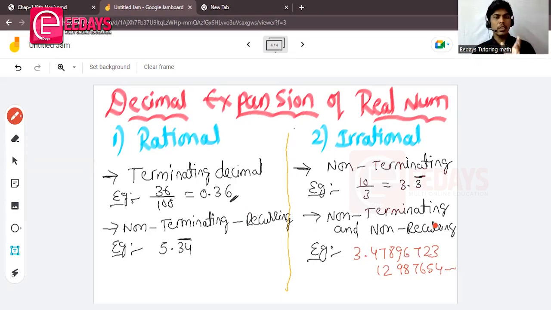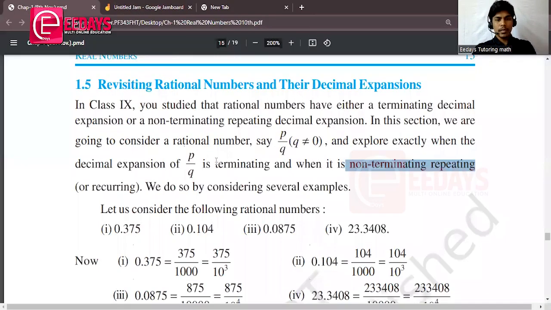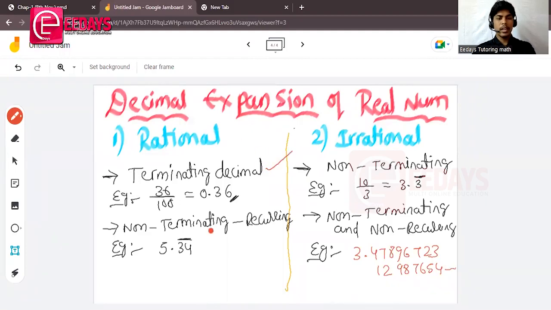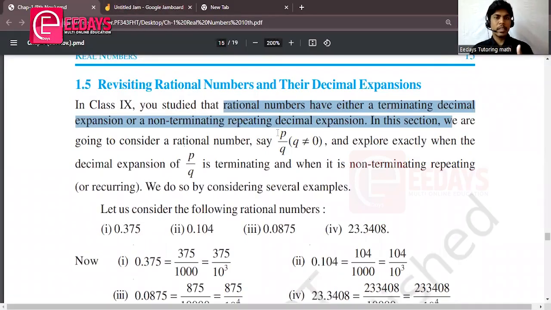There are a lot of sums, so you need to understand these basics. That's why I'm explaining all these things. Let's move on. A rational number has either a terminating decimal expansion or a non-terminating recurring decimal expansion. While I was reading the statement, you couldn't understand what terminating and non-terminating recurring mean. That's why I explained with examples.